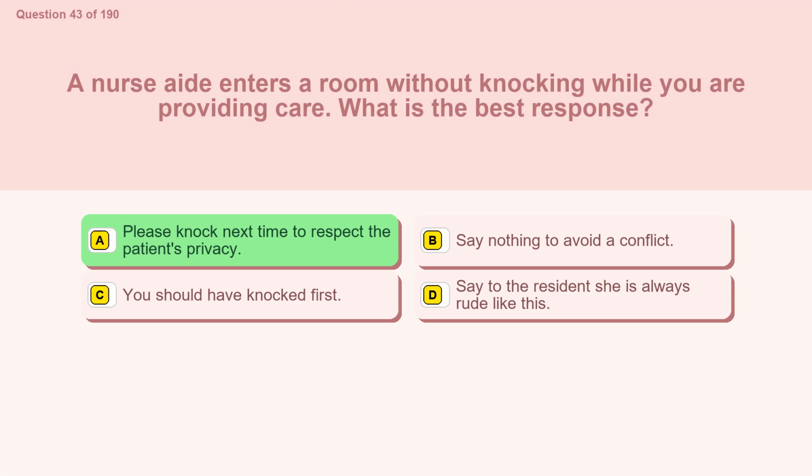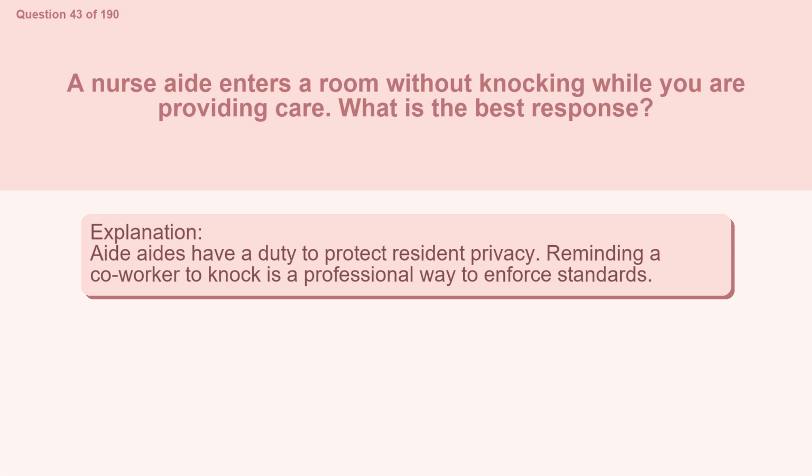The correct answer is option A, please knock next time to respect the patient's privacy. Aides have a duty to protect resident privacy. Reminding a coworker to knock is a professional way to enforce standards.